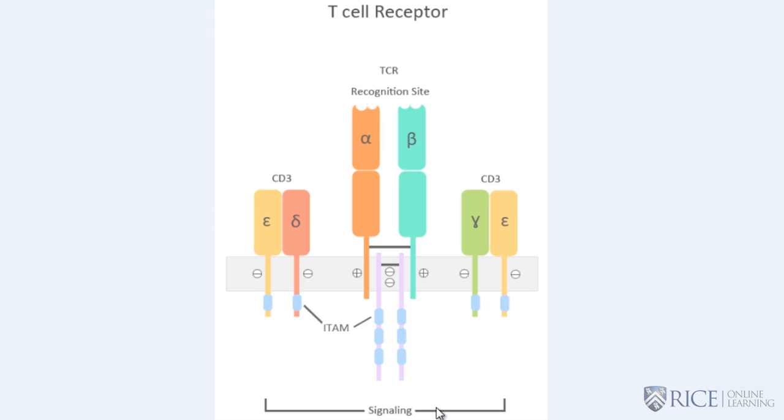Now, the problem with this, as I mentioned, is that the recognition site does not quite have the strength to bind the peptide that the recognition site does on an immunoglobulin receptor. And because of that, we're going to have presentation on MHC molecules, and we'll also have a little assist from the co-receptors.